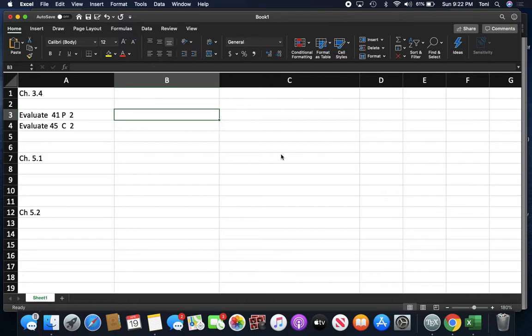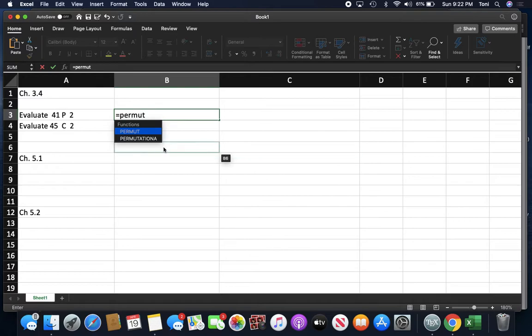So to do this in Excel, the function we're going to use is equals PERMUT. So it's just one letter shy of permute. I don't really know why they did this. In any case, make sure that you use the correct one. You do not want to use the one below it, right? That one actually says permutation. That gives you something else.